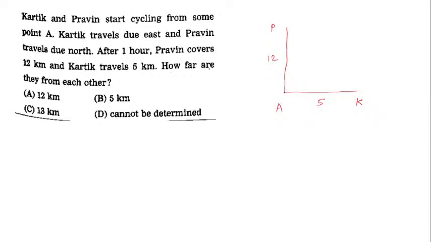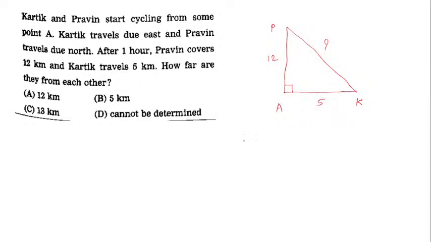And now the question is, how far are they from each other? Now the distance between them is asked. So to find the distance between these two, we have to join P and K, and now we have to find PK. Now we know that east and north are always perpendicular. So this angle must be 90 degrees. So this triangle PAK is a right angle triangle in which two sides are given. From that we can find the third by using the Pythagoras theorem.